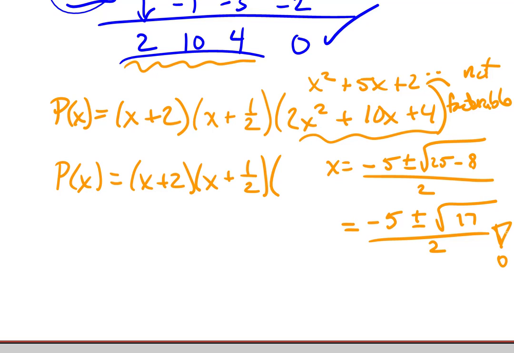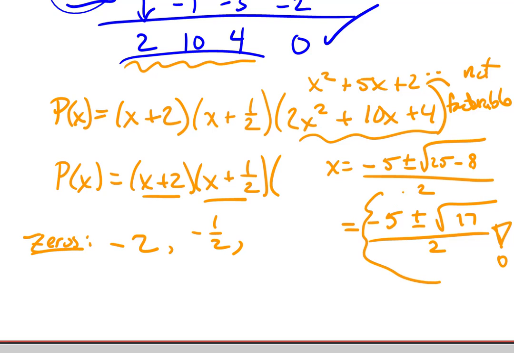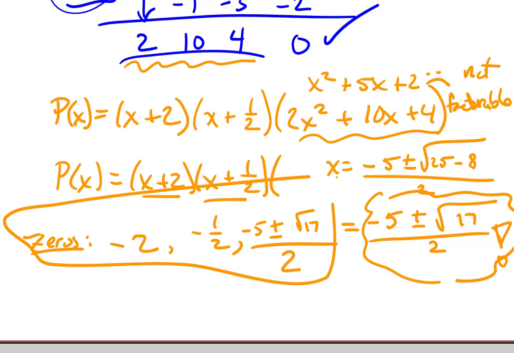So all of our zeros at this point, given everything we've done, would include negative 2 coming from the first factor, negative 1/2 coming from the second factor, and then the solutions of our quadratic formula attempt here, which would be negative 5 plus or minus square root of 17 all over 2. So that's a total of 4 zeros, but 2 of them are irrational, which is why you can see them there with the root, and we had to use the quadratic formula to find them.